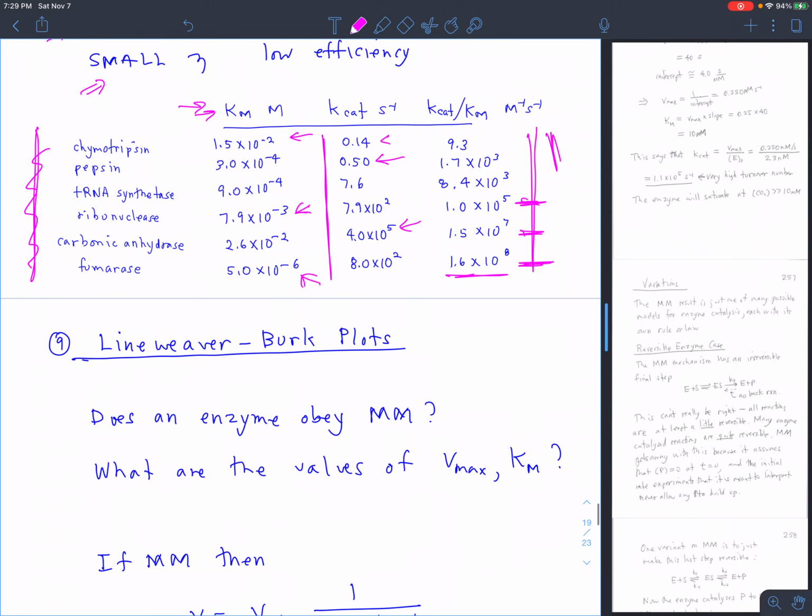All right, we will stop there. I think this lecture's gone on long enough. Next time we'll talk about Lineweaver-Burk plots.